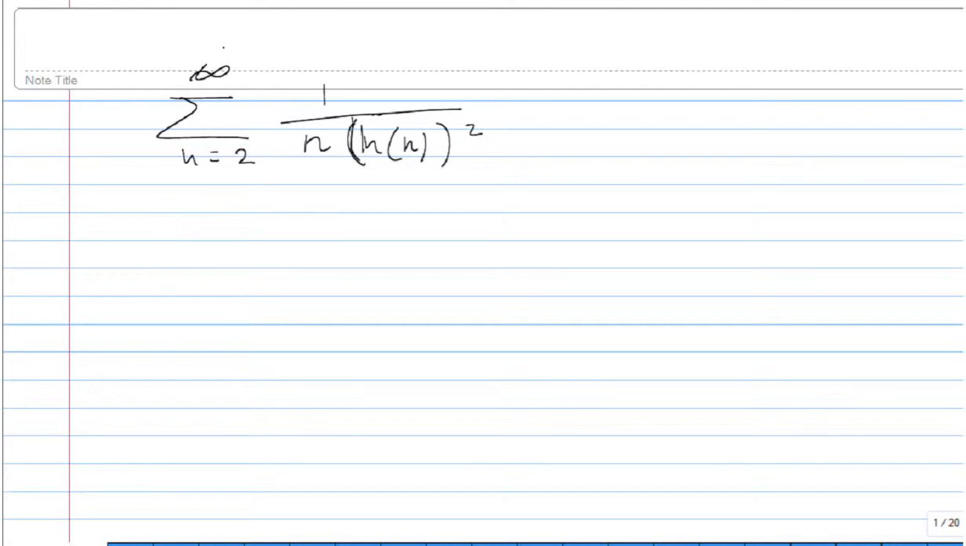So the problem is about the convergence or divergence of the following series, the sum of 1 over n (ln n)^2. We cannot take n equal to 1 because ln of 1 is 0, so we're going to start at 2. So this is what's known as a Bertrand series.